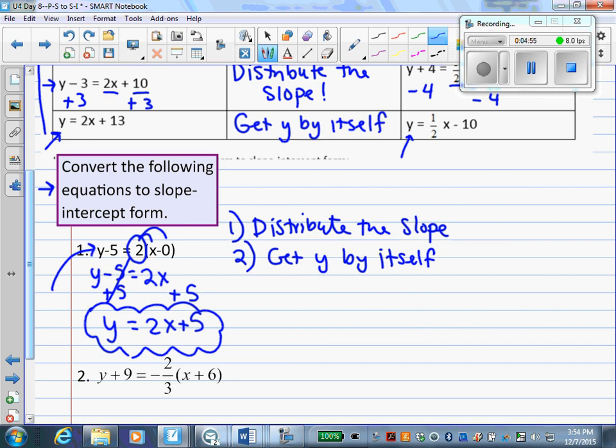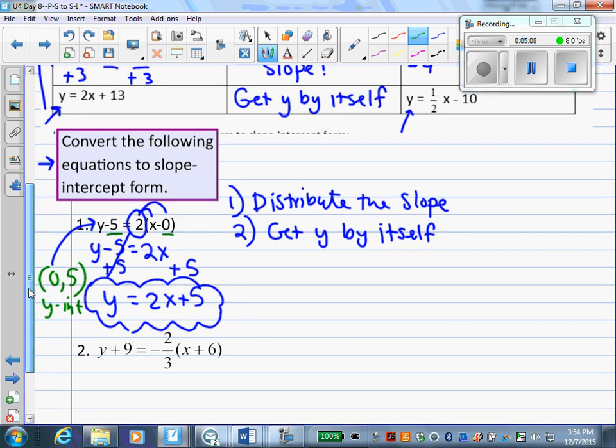Because the point that's kind of hidden in here, here's my x1, here's my y1. My point is (0, 5), which has to be the y-intercept, because the y-intercept is always when x is 0. Okay, so there's one example.